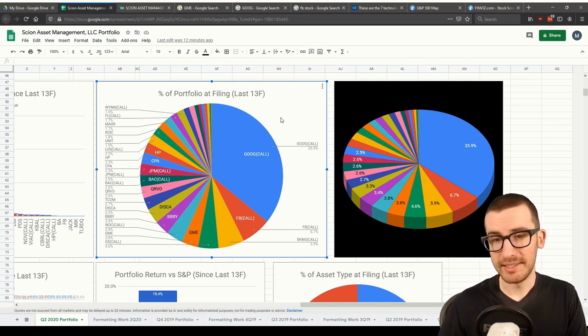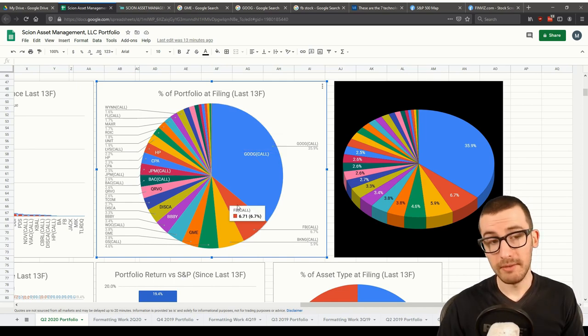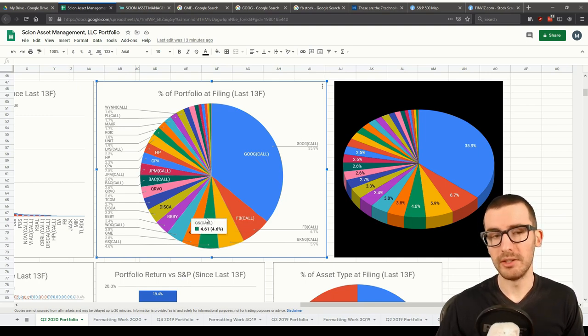This pie chart shows the proportion of assets invested at the time of filing in each investment. And what really stands out here is the very large concentration in the call options on Alphabet stock. In this case, at the time of filing, 36% or over a third of the entire portfolio was invested in call options on Alphabet stock. If you combine that with also the amount invested in Facebook call options, Booking Holdings call options, and Goldman Sachs call options, those four positions alone make up over 50% of the portfolio.